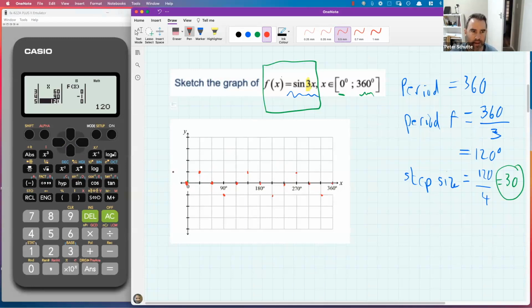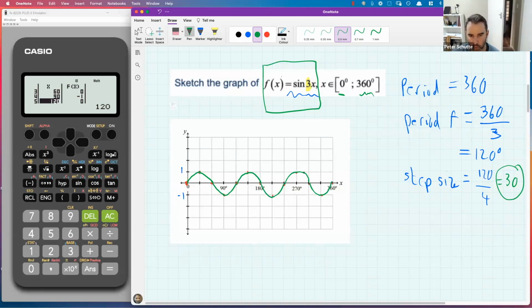And that actually makes sense to me because it's going between 1, the highest value, and -1, the lowest value. And that is the range of the normal sine graph. All that's happened is it's been compressed horizontally. And so when I draw this graph, it should look like that.